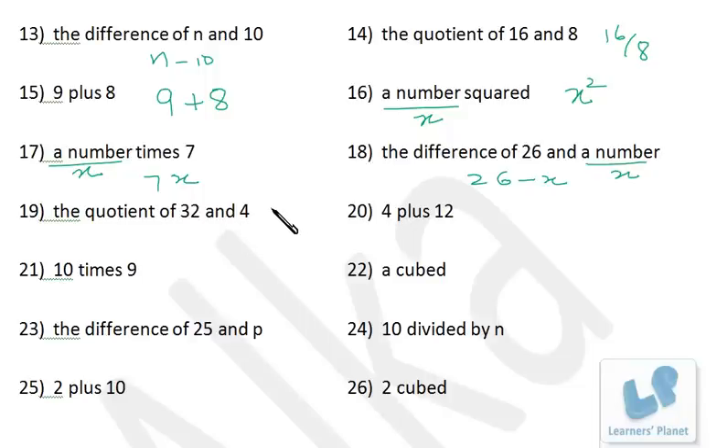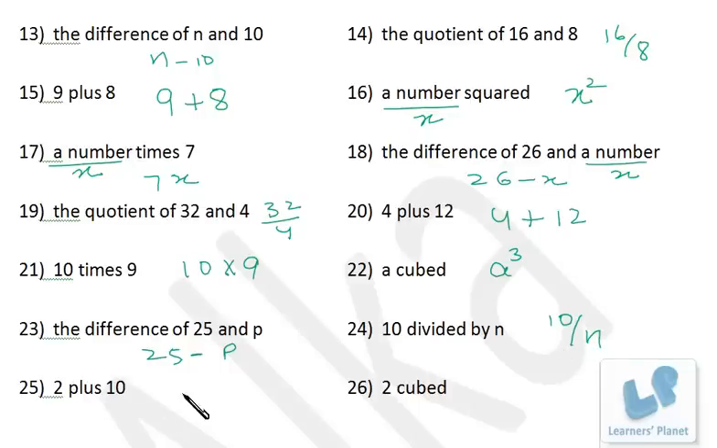Quotient of 32 and 4, that means 32 divided by 4. 4 plus 12. A cubed, very simple. 10 times 9, times means multiplication, so it is 10 into 9. The difference of 25 and p, difference is minus, so this is the minus sign. 10 divided by n. 2 plus 10. 2 cubed. I hope you are getting me.